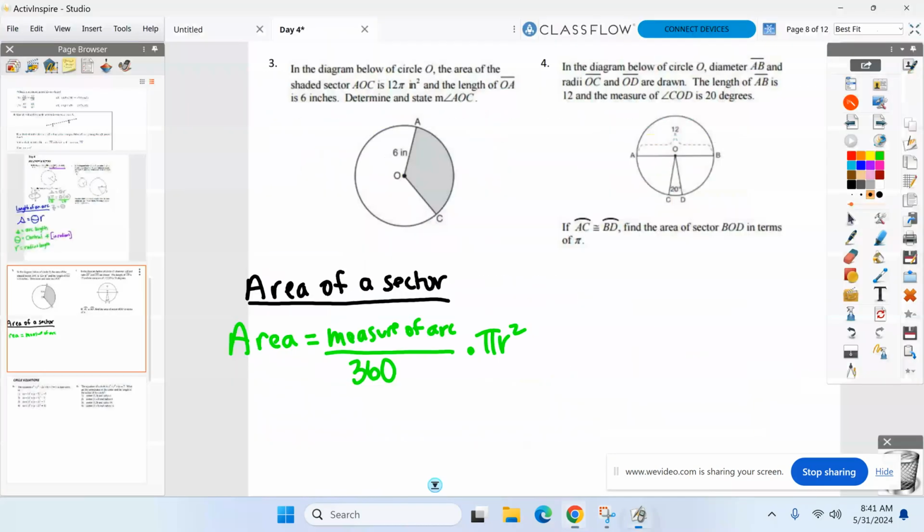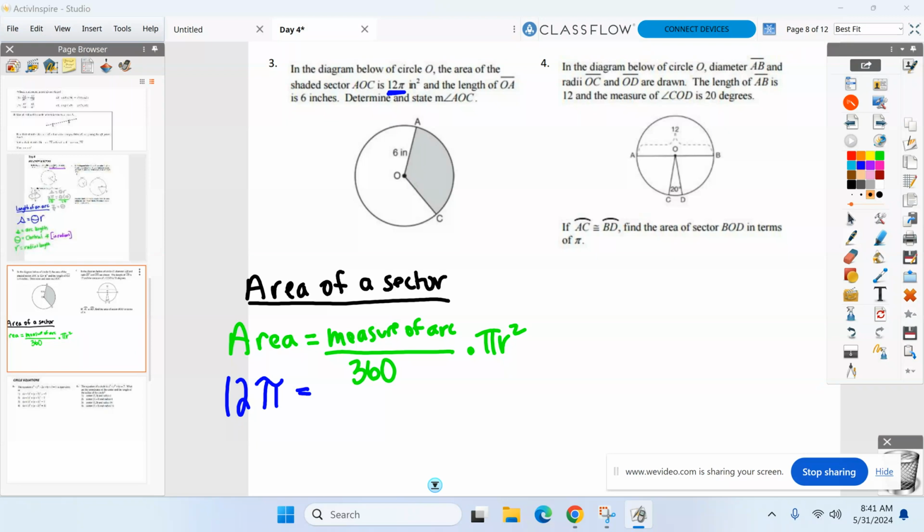Jonathan, where's it going to go? Okay, what's it say? Read the problem again. What does the 12 pi belong to? Yeah, the area of the sector. So where should it go in my formula? Right? 12 pi. I don't want to put it in for the measure of the arc. It says it's the area. 12 pi.